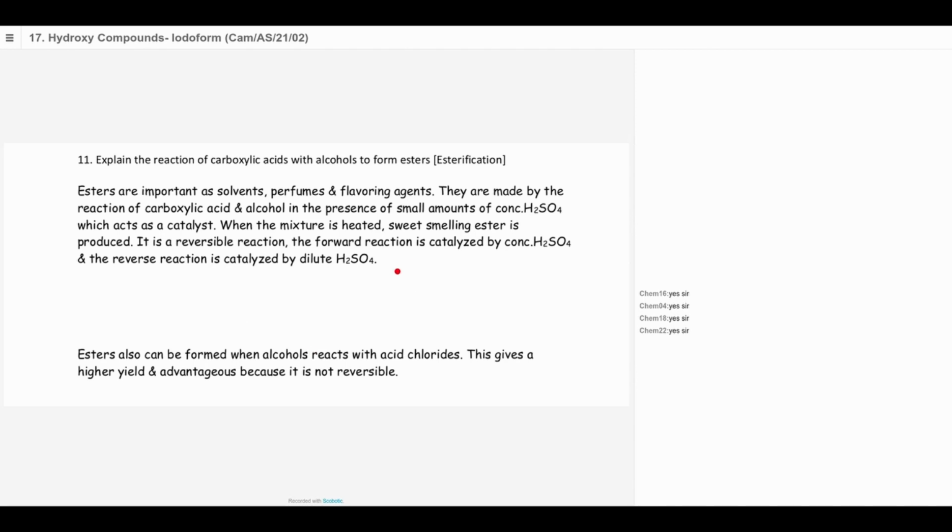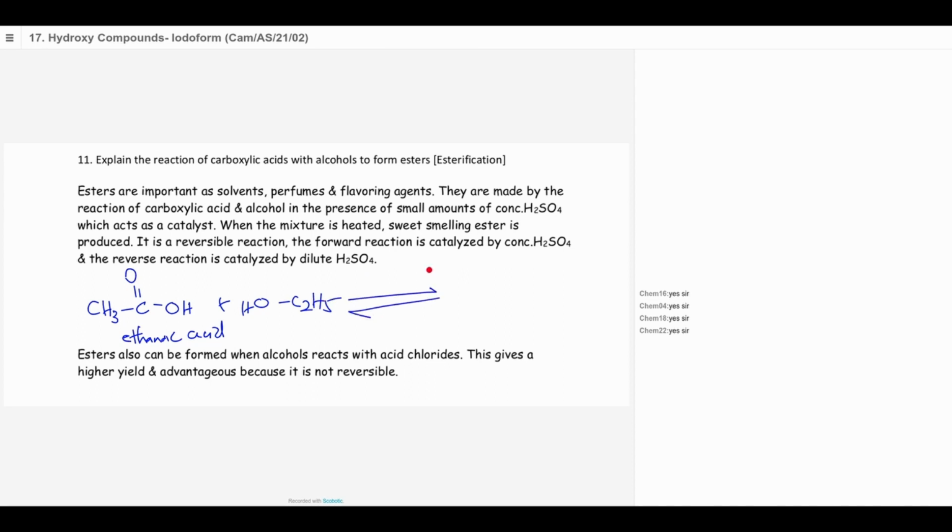Explain the reaction of carboxylic acids with alcohols to form esters. This is the esterification reaction. In fact, esters are sweet-smelling compounds which is formed as a result of the reaction between a carboxylic acid and alcohol. Let's see how a carboxylic acid can react with an alcohol to form an ester. This is a carboxylic acid, ethanoic acid, and the alcohol. Let's react with any alcohol you can react. I'm going to react with ethanol.